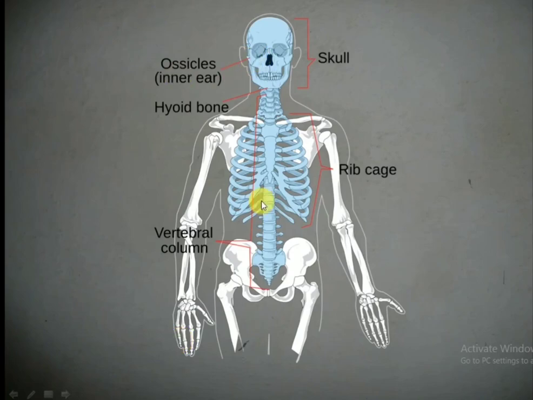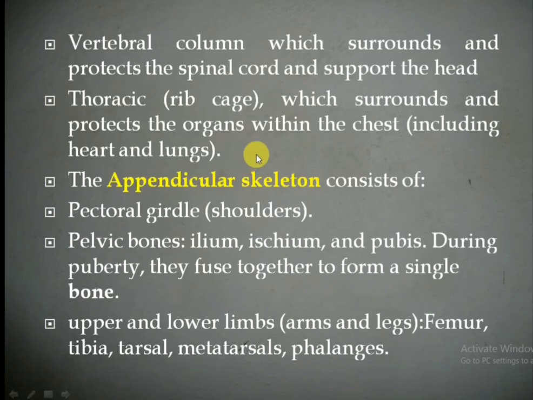Next we will see about the vertebral column and the rib cage. The vertebral column bone helps the spinal cord, and the rib cage protects the chest which is located inside of it. So this is the thoracic vertebrae. This is the thoracic rib cage. It surrounds and protects the chest.